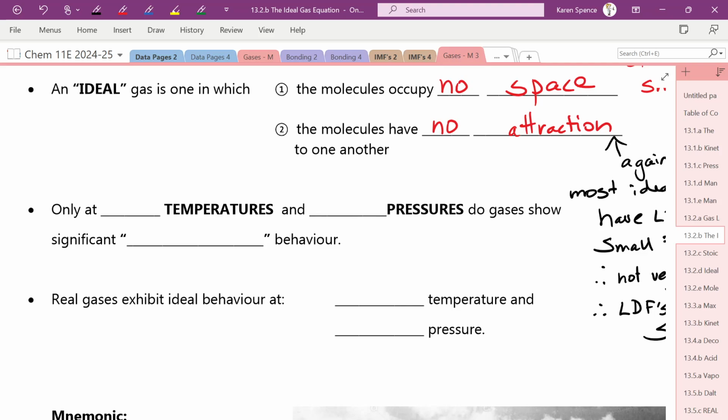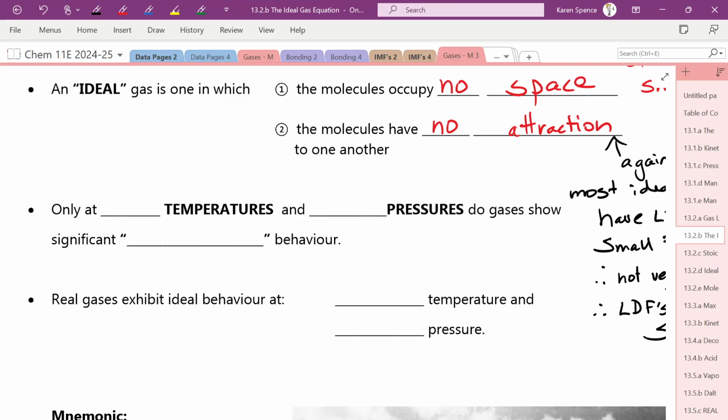Let me give you a hint. It's not about size because molecules do not change size. In which case would attractive forces be the most meaningful? When particles move like this or when they move like this? When they're moving slower, because you can imagine if they're moving slower, they'll start to move towards each other and there's not really a chance for them to escape that attraction.